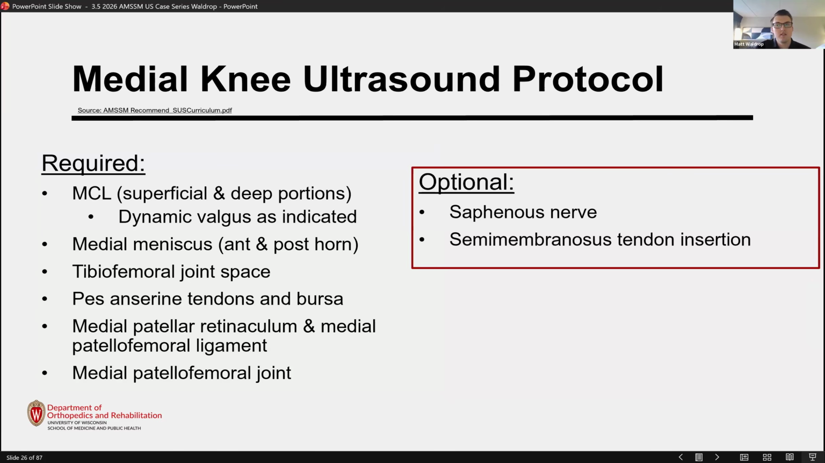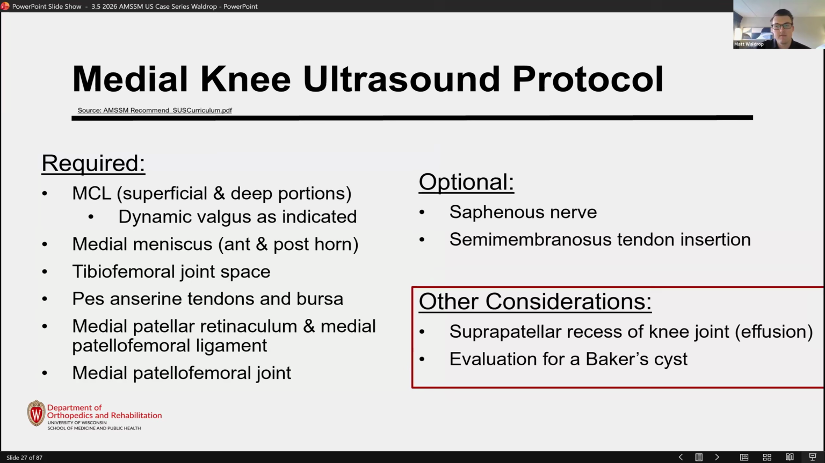Optional structures in the medial knee include the saphenous nerve and the insertion of the semimembranosus tendon. And then other considerations, depending on the differential at the time of ultrasound evaluation, include the suprapatellar recess of the knee joint to assess for knee joint effusion and evaluation of the posterior aspect of the knee briefly to evaluate for a potential Baker cyst. Again, those are not specific in the medial knee ultrasound protocol.